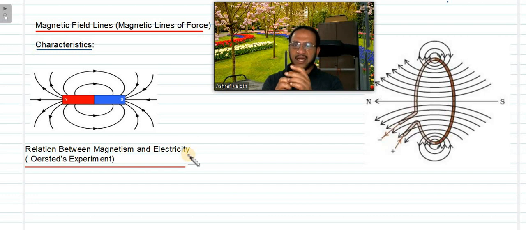The direction of the magnetic field produced surrounding a straight conductor carrying a current is obtained by the right hand thumb rule. In the right hand thumb rule, you hold the current carrying conductor in your right hand with the thumb showing the direction of current flow. Then the fingers will show the direction of magnetic field lines.